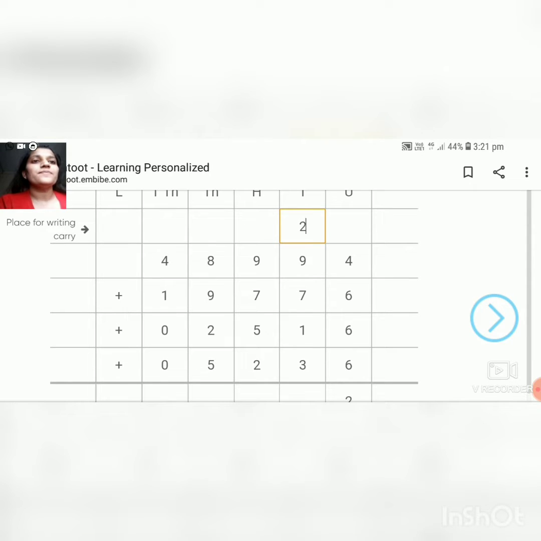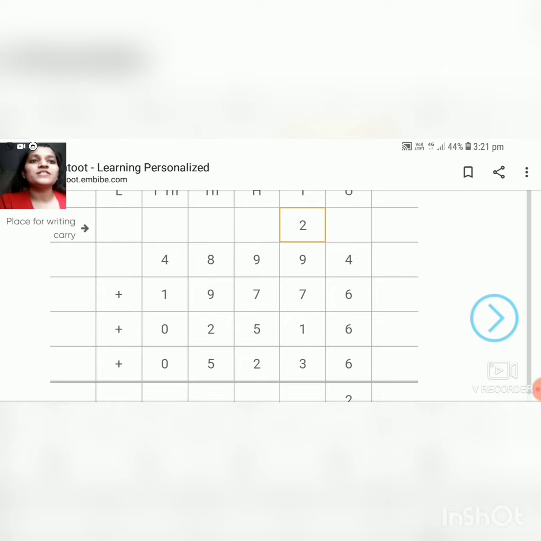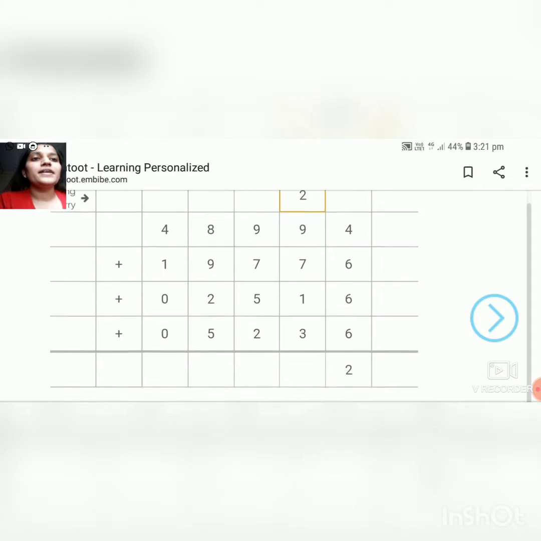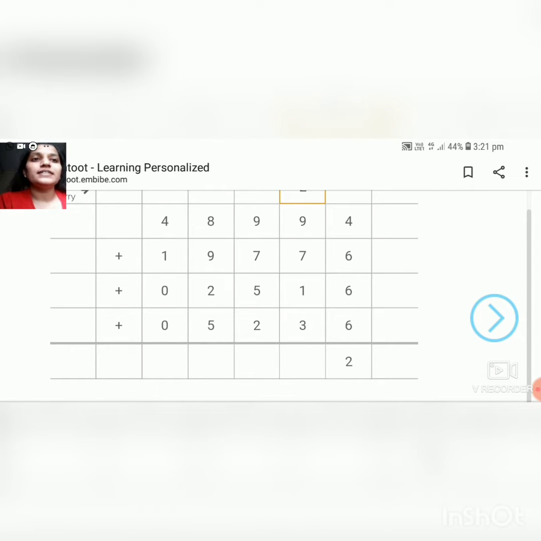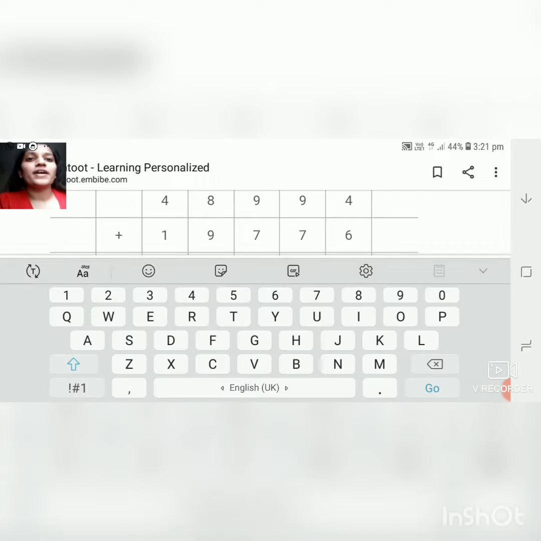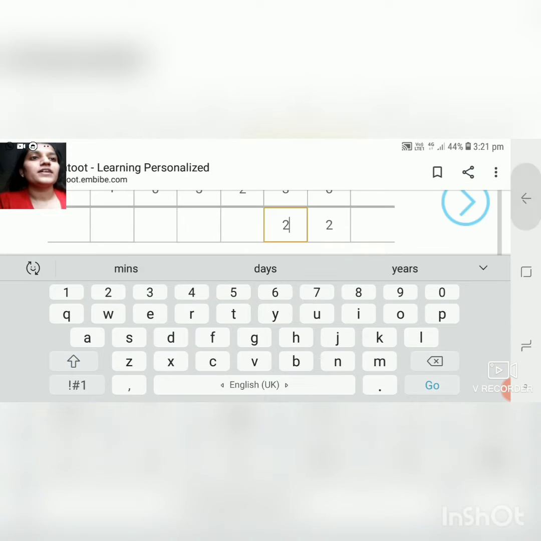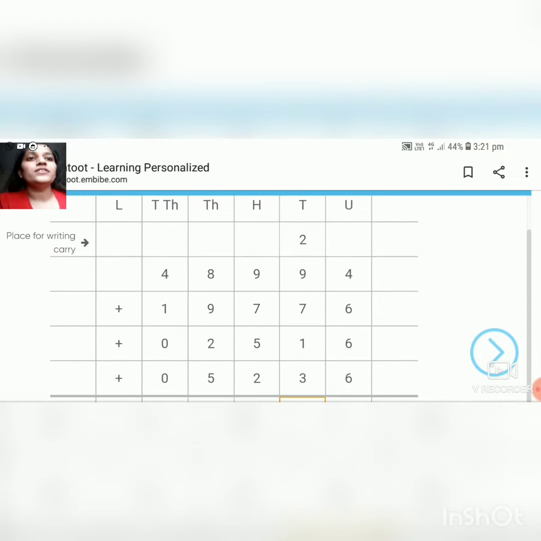Then we are going to add the digits in the tens place with the carryover. So 2 plus 9, 11. You can do it on your fingers also. 11 plus 7, 18. 18 plus 1, 19. 19 plus 3, 22. Again 22. So here we write 2 again, and in the carryover also 2 again.